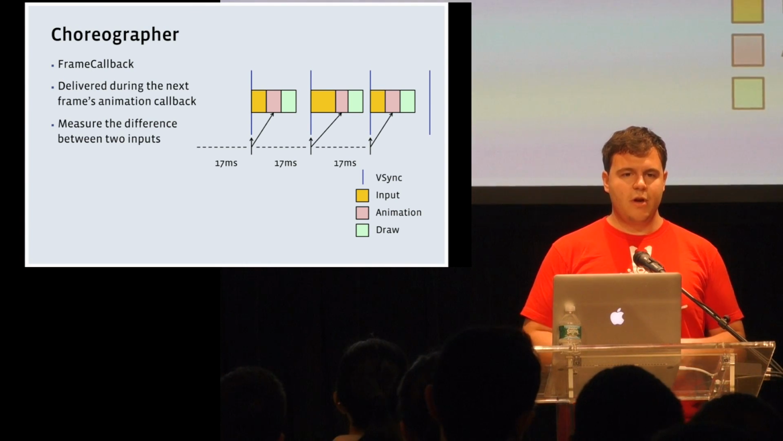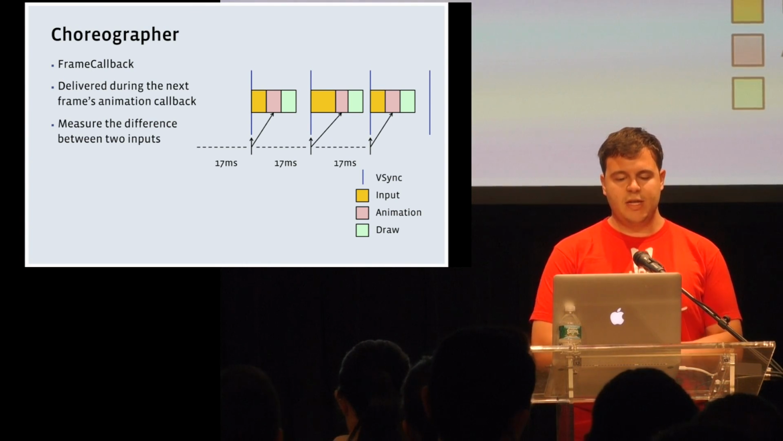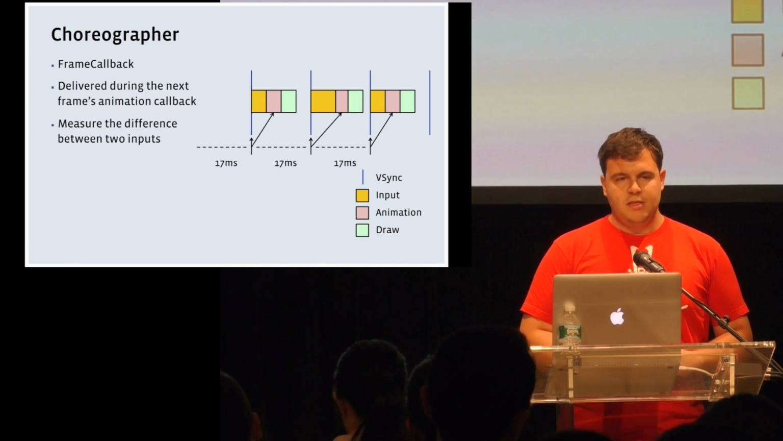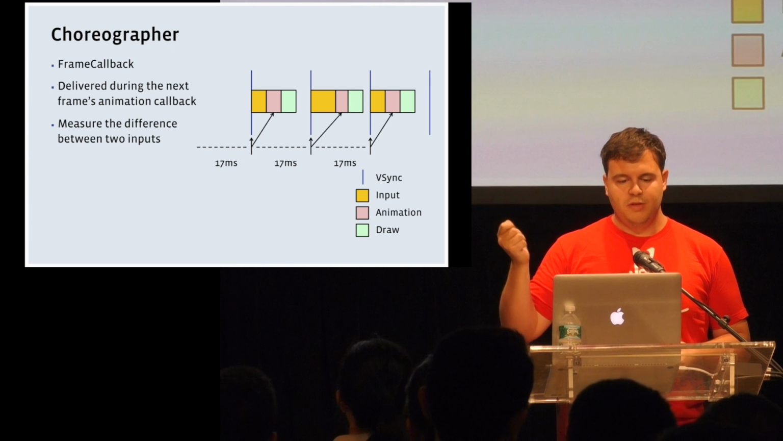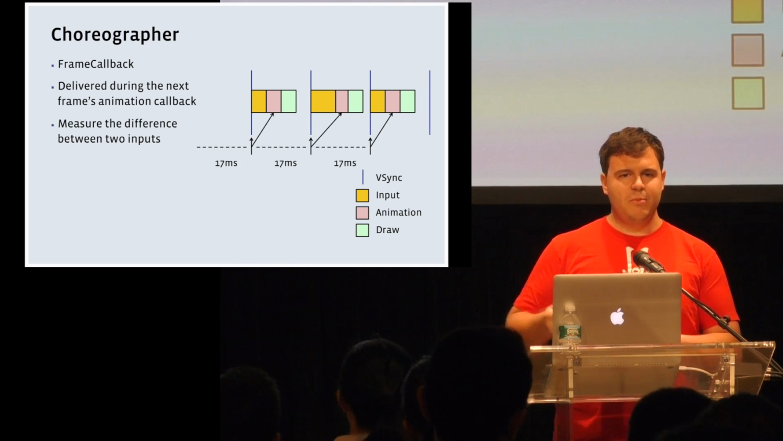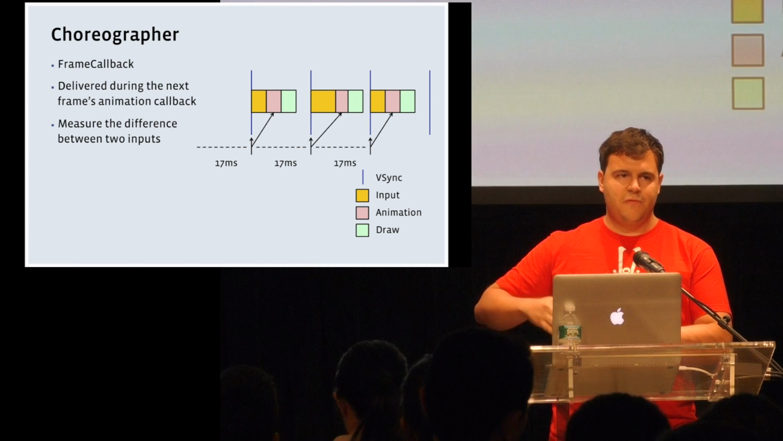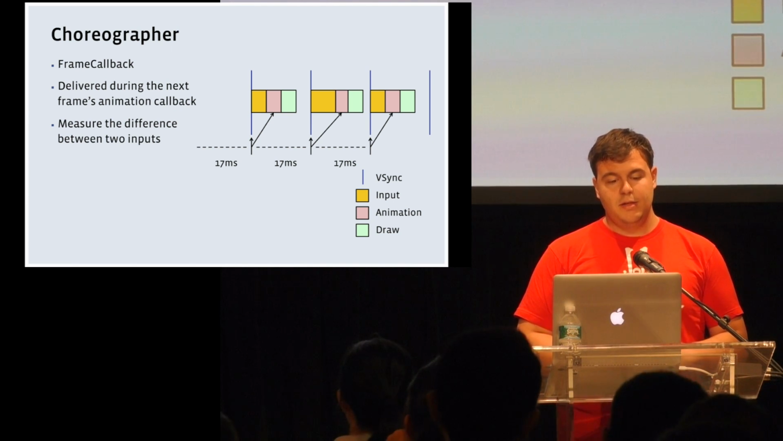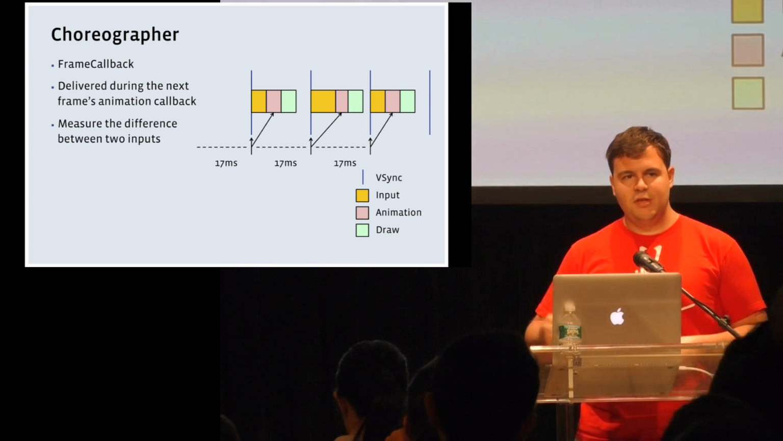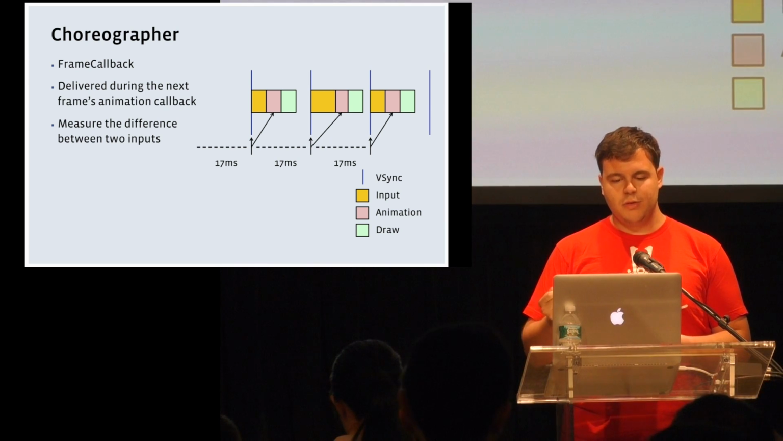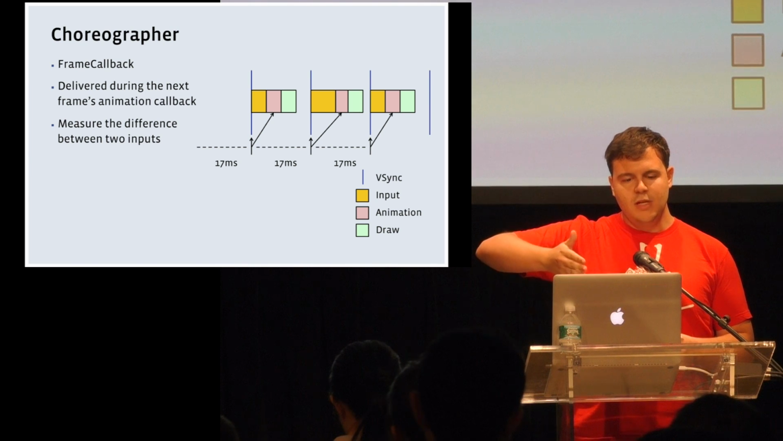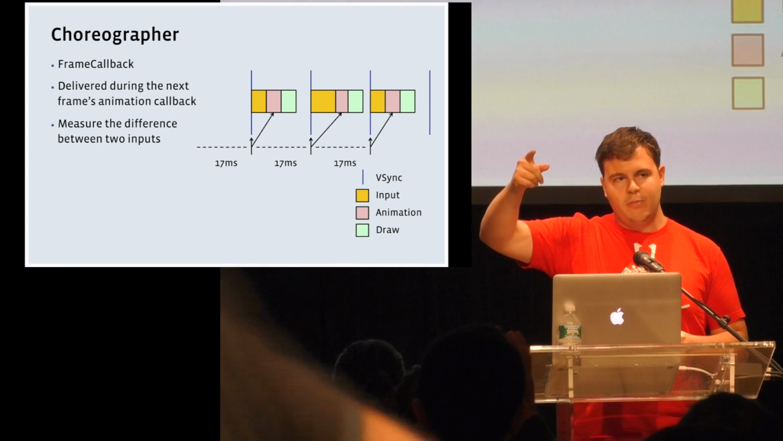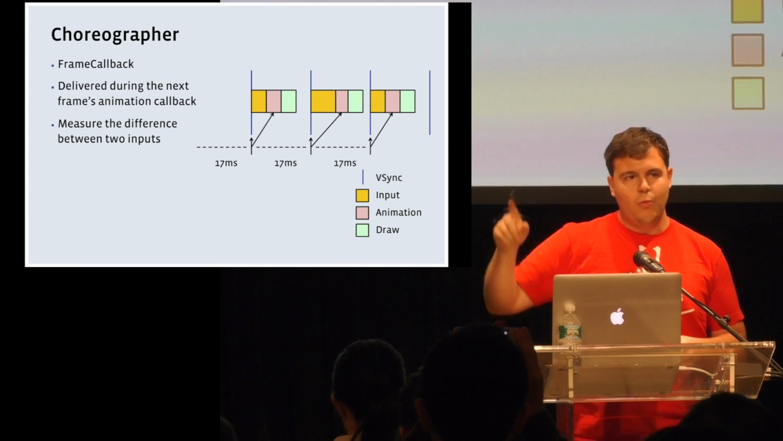We use Choreographer. Choreographer was introduced as part of Project Butter in Jelly Bean. It has this very nice utility called the frame callback. And the frame callback's intention is to do frame animation syncing, but we can use it for other things. And it's delivered during the following frame's animation callback. So if VSync happens, that frame callback will be delivered to the next frame's animation callback, and it will tell that next frame when that VSync occurred.